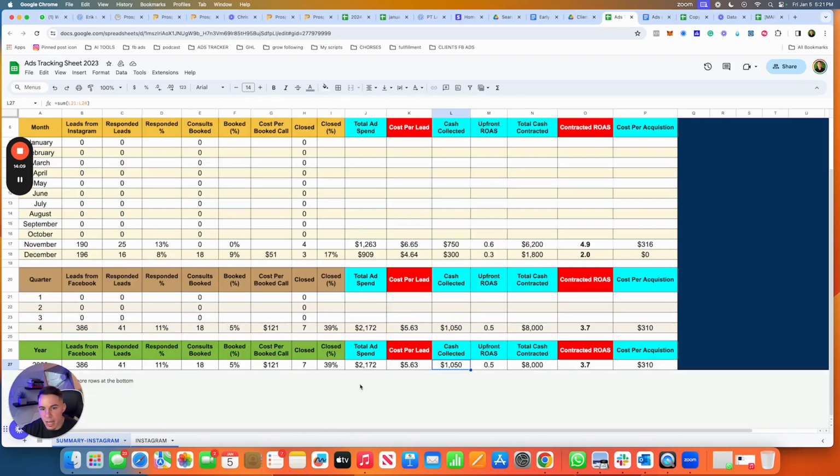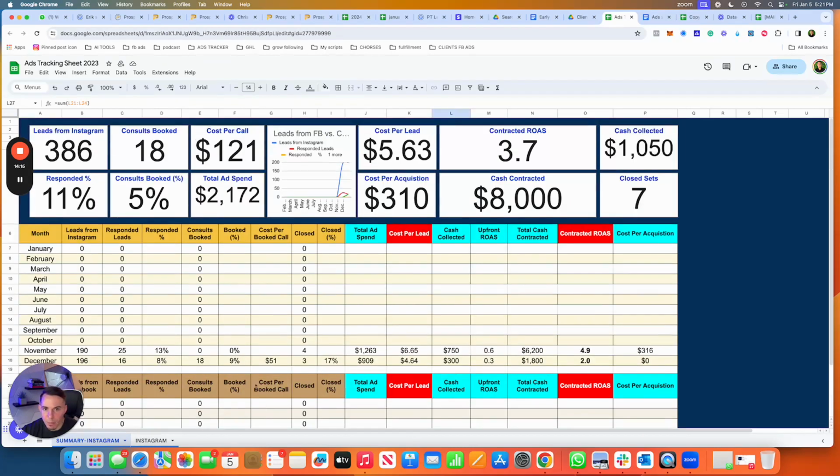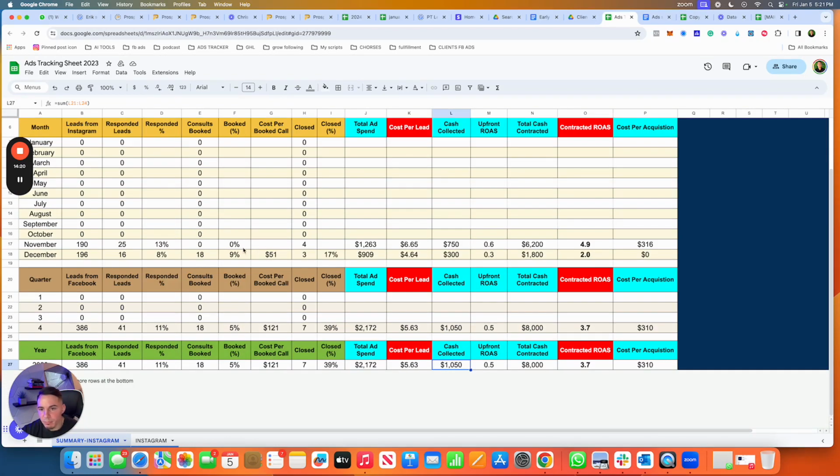So $2,000, even if he would have got $4,000 cash up front from these clients, he would have been profitable, right? But he wasn't. He actually lost $1,000 in these 2 months, not because of closing, but because he wasn't closing for enough money down.